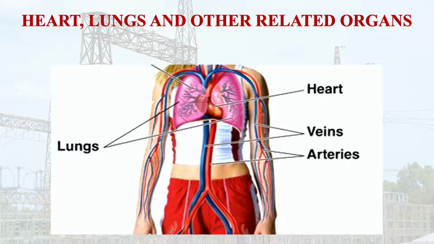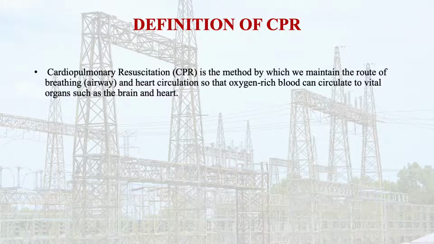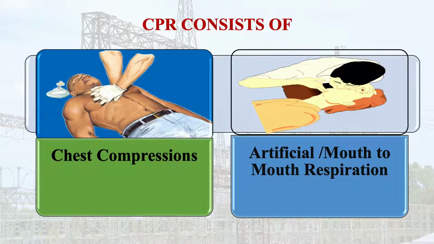It helps to revive or bring back the functioning of a human being by acting on the heart and the lungs. What is the definition of CPR? CPR or cardiopulmonary resuscitation is the method by which we maintain the route of breathing, that is the airway, and the heart circulation so that oxygen-rich blood can circulate to the various vital organs of our body like brain and the heart itself. So what does CPR consist of? CPR consists of chest compressions and artificial, that is mouth-to-mouth, respiration.